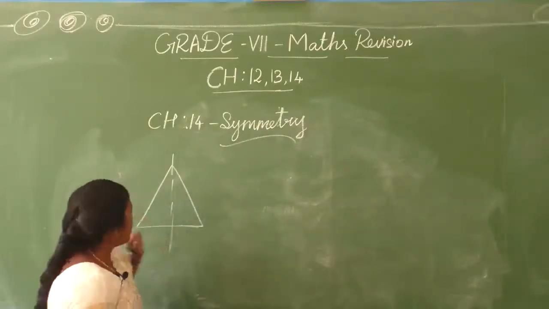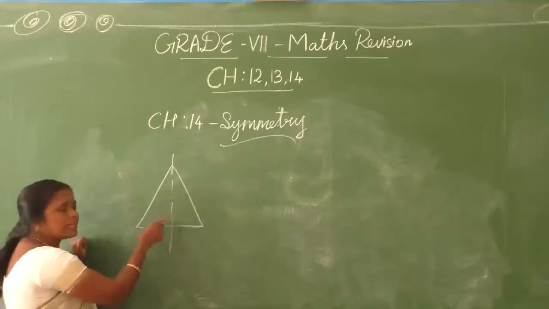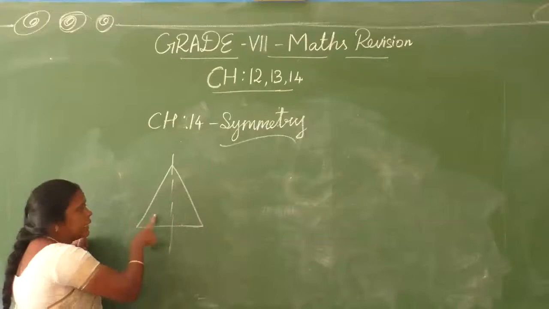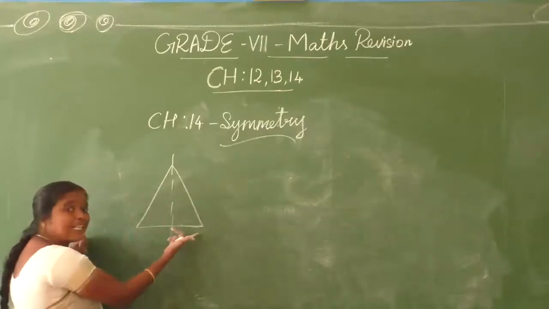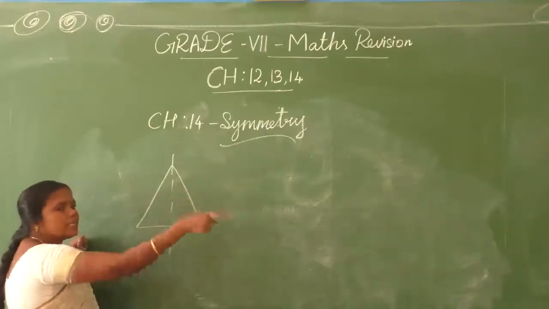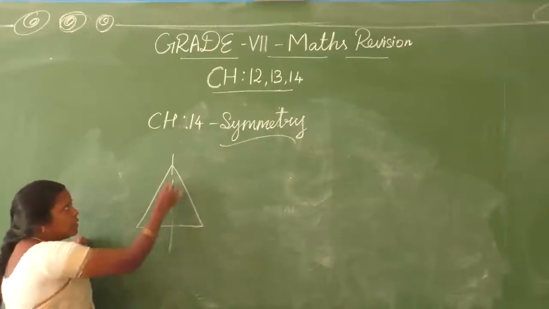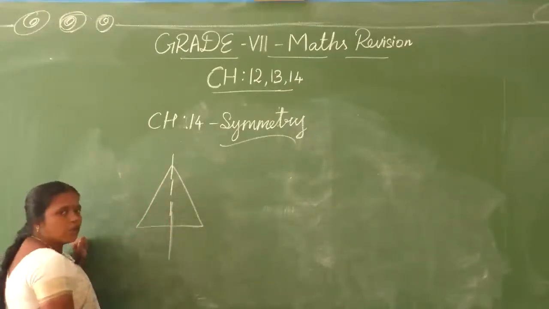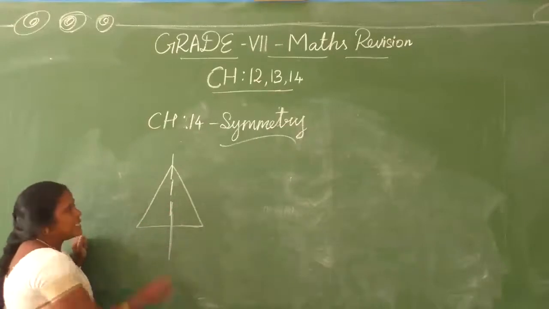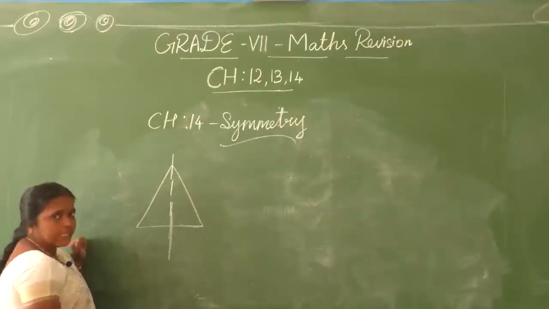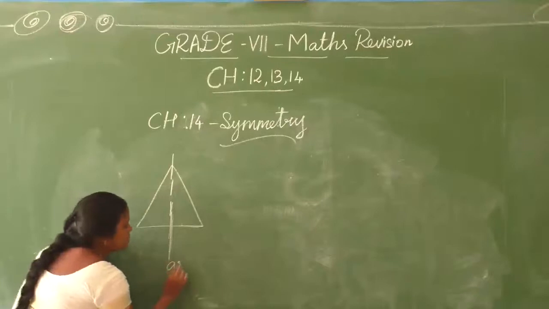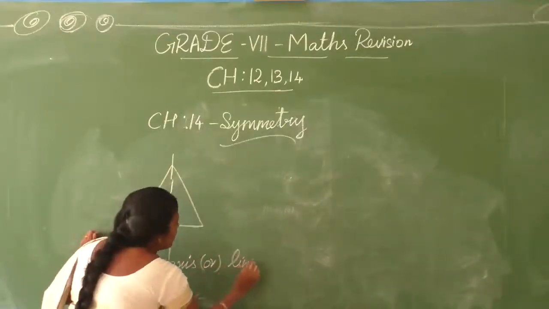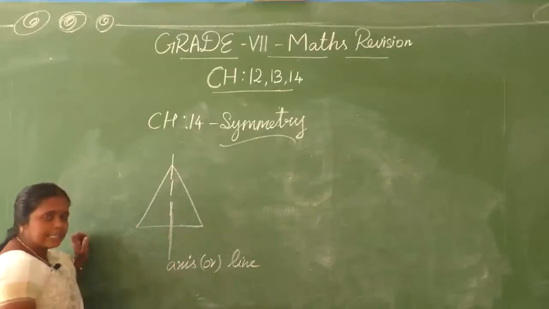Okay. So what I am trying to tell here, a figure cut or folded into two equal pieces such that each piece is exactly matched with the other is called a symmetrical figure. Here the line which is cutting the figure into two halves to match with the other is called line of symmetry or axis of symmetry.